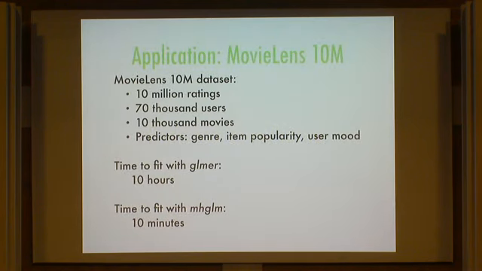Back to this MovieLens data set. Remember, this is what I started the talk with. There's 10 million ratings, 70,000 users, 10,000 movies. I have predictors. Genre is a categorical variable with 4 possible levels. Item popularity: what I do is I take the 30 most recent ratings for a movie, and I take the log of the number of positive ratings versus the number of negative ratings. And user mood is an indicator of whether or not the user liked the last rating.